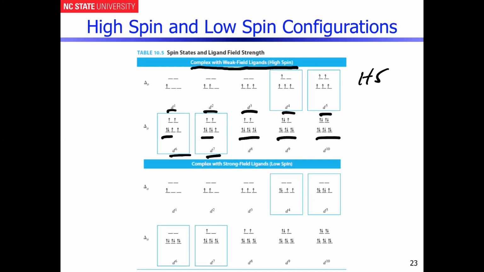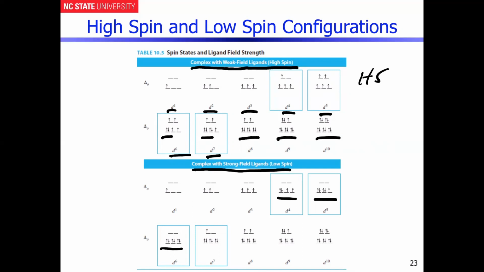So if you now compare that with what you have in terms of strong field ligands, these give you the low spin configurations. Again, d1 to d3 is the same as it was in the example above. But then for d4, you're going to fill the t2g set first, and then d5, you're continuing that process, and then d6 is all filled.